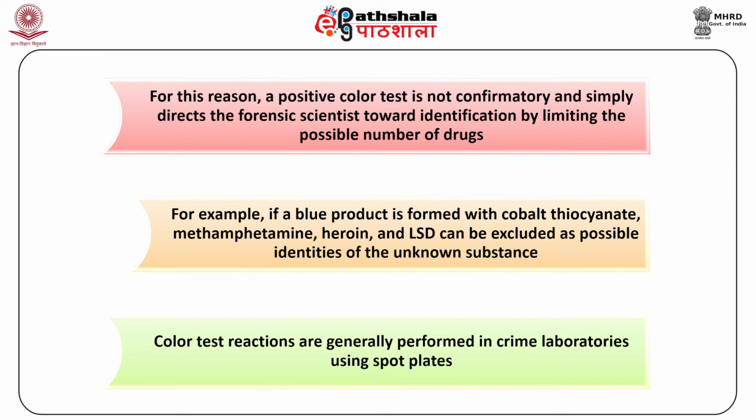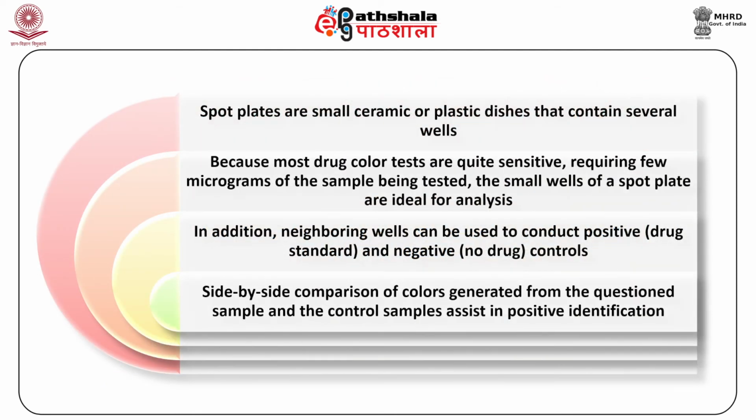Color test reactions are generally performed in crime laboratories using spot plates. Spot plates are small ceramic or plastic dishes that contain several wells. Because most drug color tests are quite sensitive, requiring few micrograms of the sample being tested, the small wells of the spot plate are ideal for analysis. In addition, neighboring wells can be used to conduct positive, or drug standard, and negative, that is no drug, controls. Side-by-side comparison of colors generated from the questioned sample and the control samples assists in positive identification.